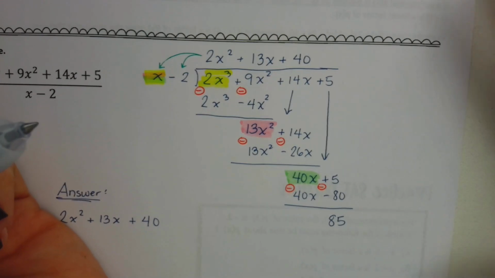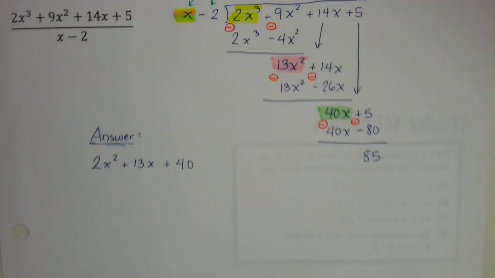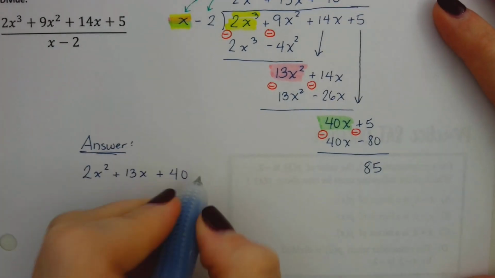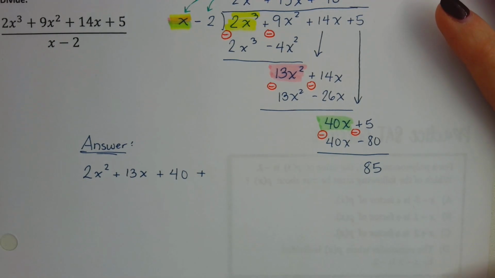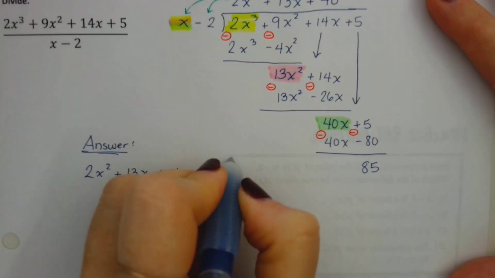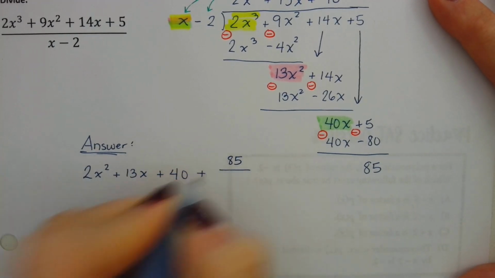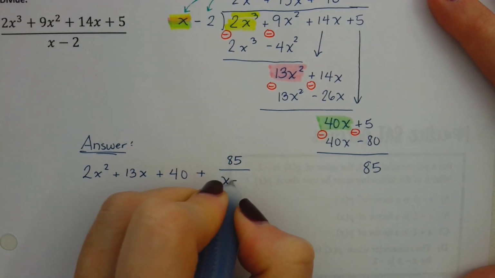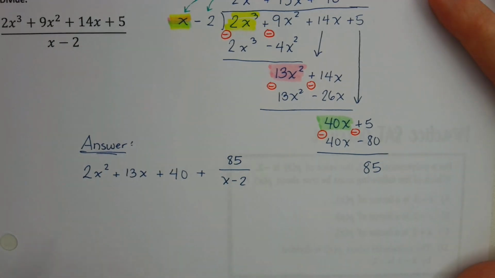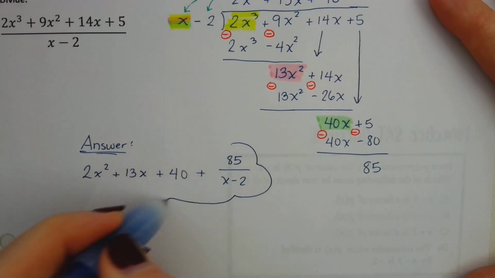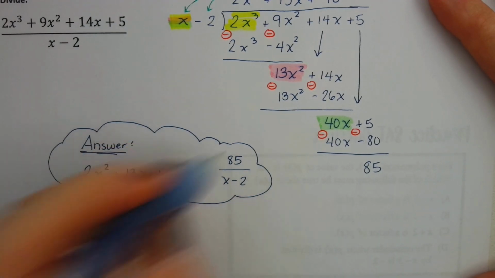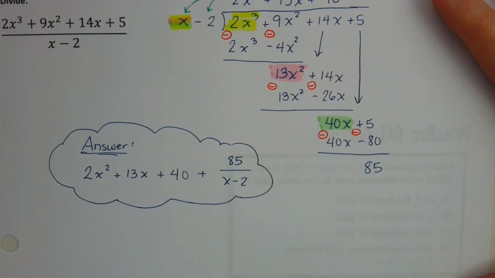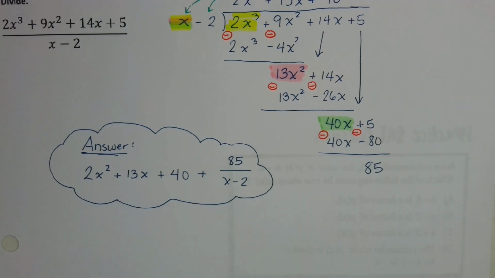It's the same thing here. Okay? We have our quotient. And then we're going to say plus, and then we're going to take the remainder, which is 85, and put it over our divisor, what we divided by, which was x minus 2. That's the whole entire answer, including remainder. It definitely uses a lot of prior knowledge math on this, of things we've learned before, and we're reminding ourselves of that.